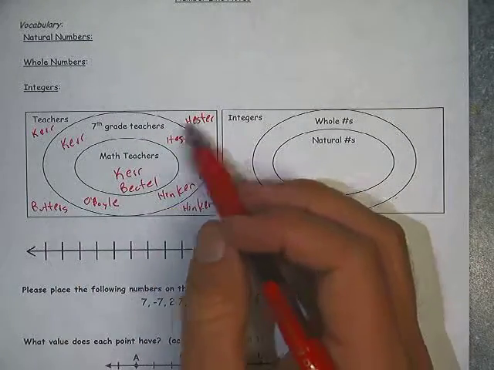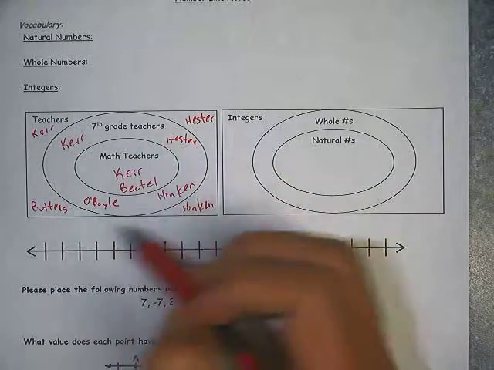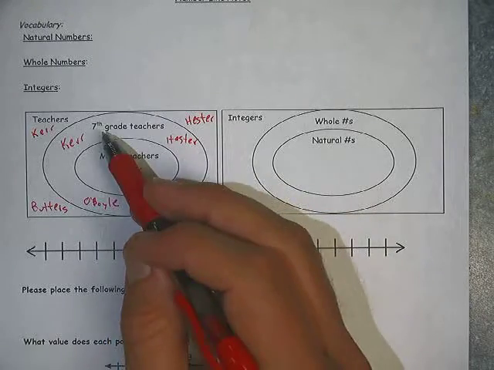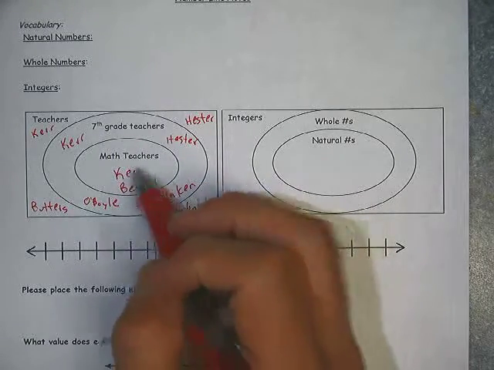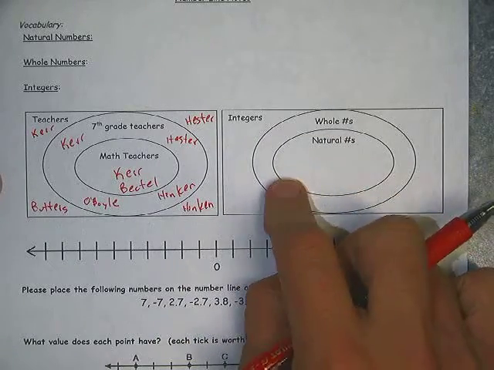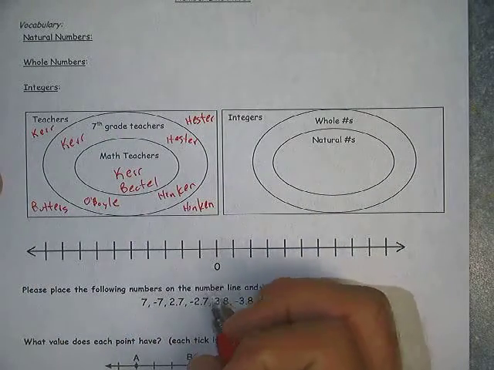So any name that I see inside this big box represents a teacher. Doesn't matter where they are in any of these circles, they're a teacher if they're in this box. If they're in this circle, they're a 7th grade teacher. And then if they're in this circle, they're a 7th grade teacher who teaches math. And so there's a select few of those. Okay, so we're going to do the same thing over here after we talk about these different types of numbers.